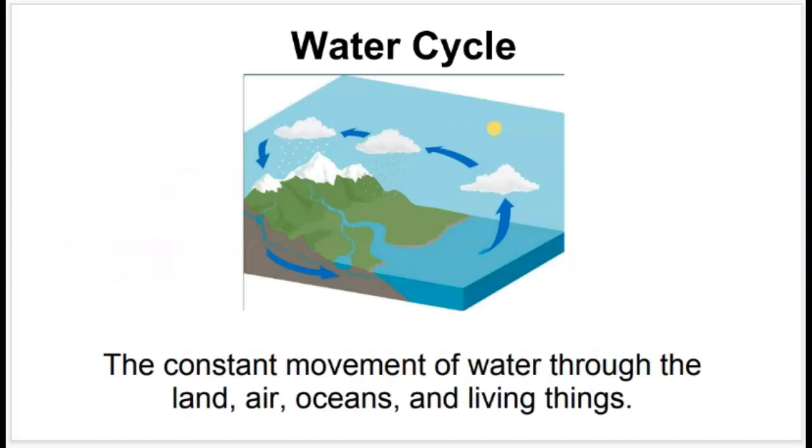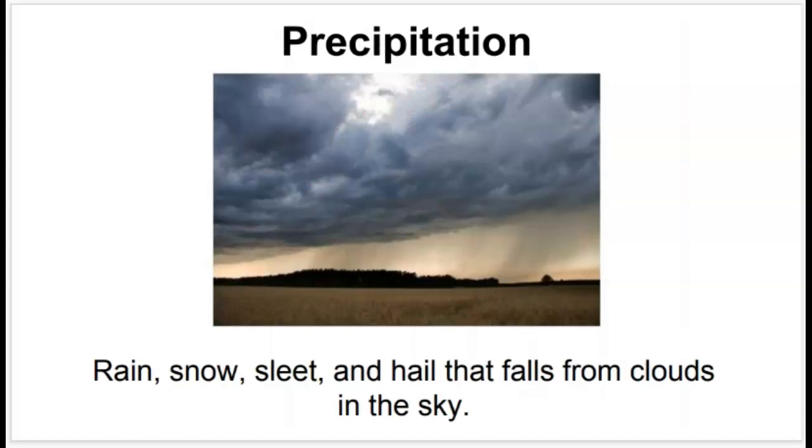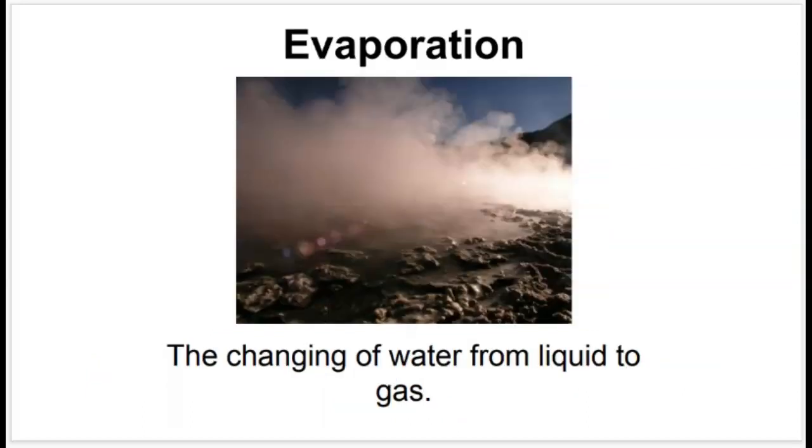The water cycle is just the constant movement of water through the land, air, oceans, and living things. The sun is the star at the center of our solar system that provides heat and light to Earth. Precipitation is rain, snow, sleet, and hail that falls from clouds in the sky. Evaporation is the changing of water from liquid to a gas.